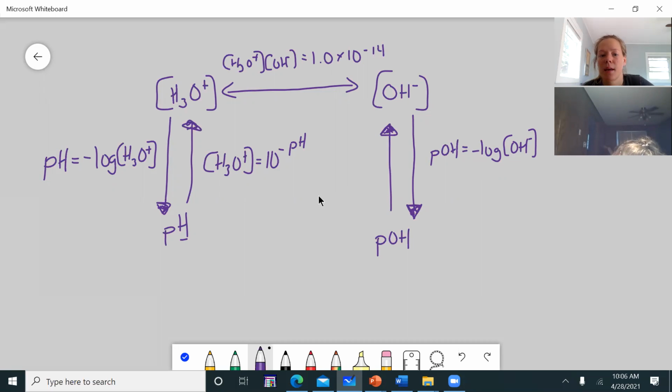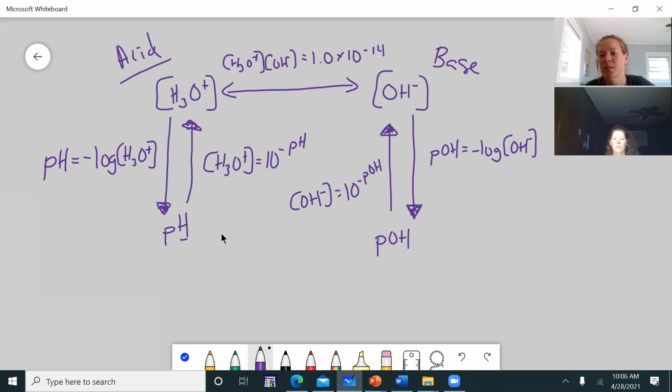I want to go the other way, or I want to find the OH concentration. OH concentration equals 10 to the negative pOH. So y'all seeing how these equations are like mirrors of each other, but this one on this side is talking about the acid stuff. This over here is talking about the base stuff.